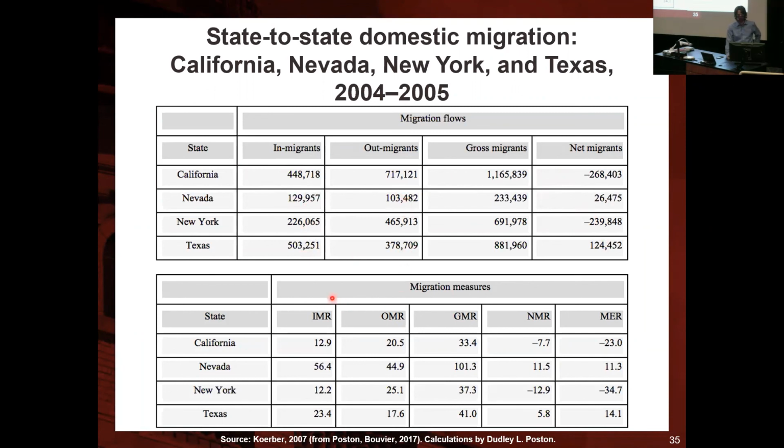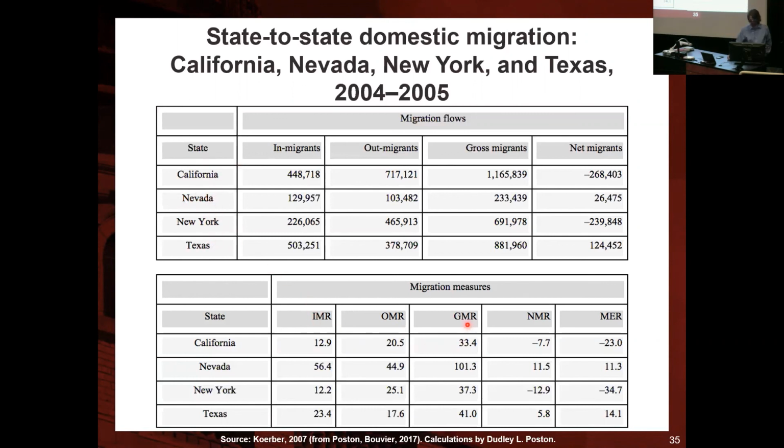And for the migration measures, we pretty much get number of in-migrants divided by the population of destination. We have the in-migration rate. Out-migration rates, this one here is the numerator, divided by the population of the areas of origin, which is California, Nevada, and New York.